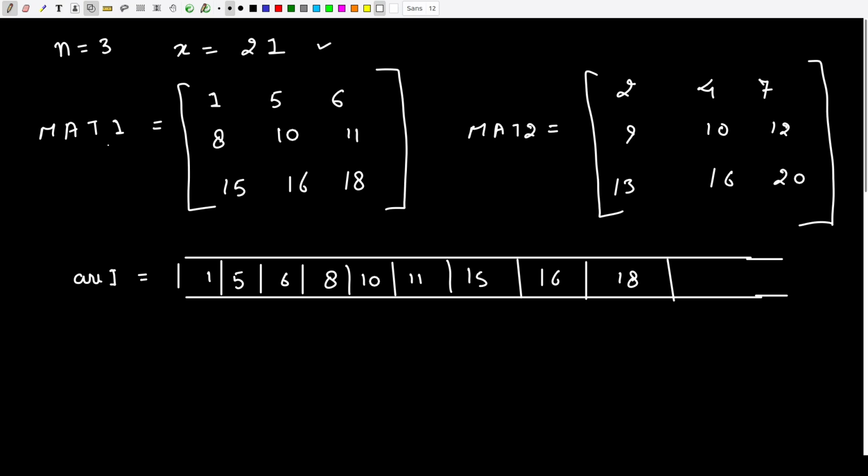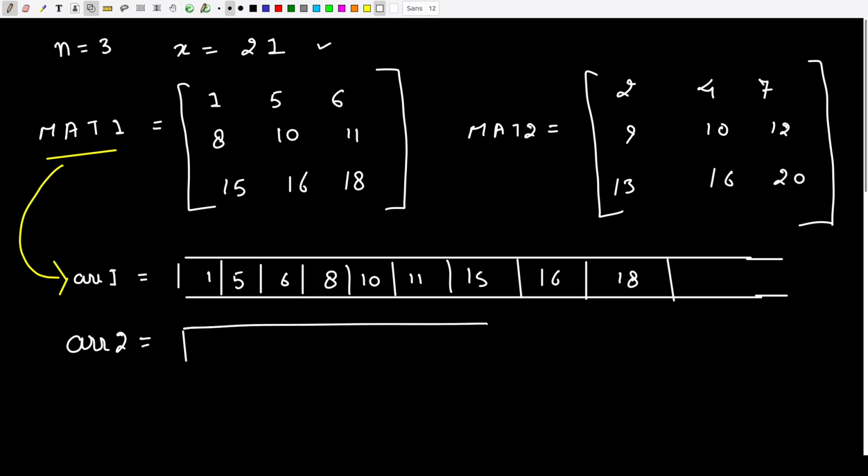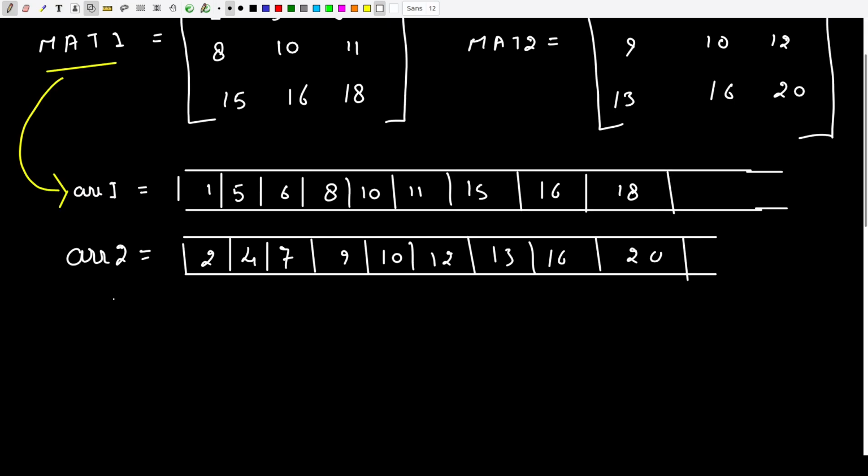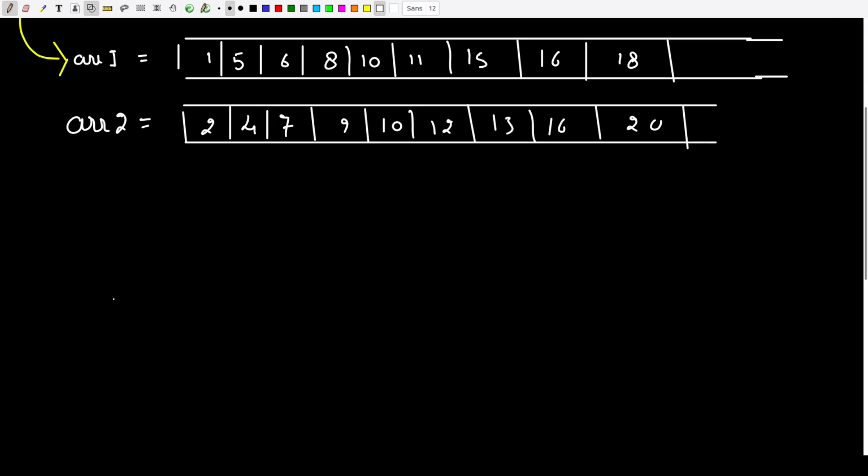So matrix 1, we can just assume for the moment in order to understand the concept, is in this format in array 1. Similarly, matrix 2 is in single dimensional array format, and we can arrange matrix 2 in this way. So in this way, I have arranged matrix 1 and matrix 2 in single dimensional array format.